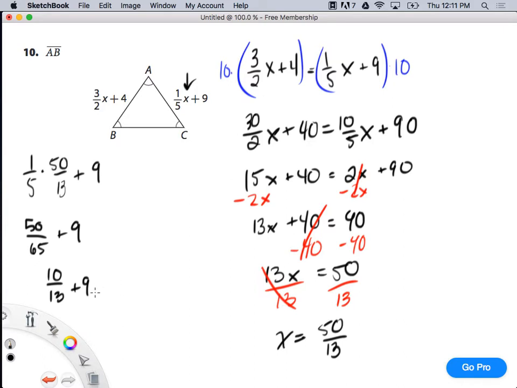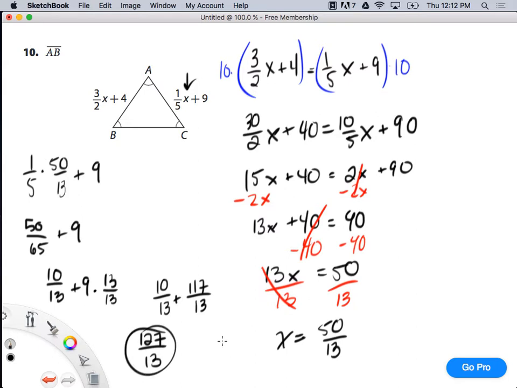No. What do I have to do with this 9? I've got to get it in terms of the same denominator fraction. So 9 times 10 is 90. 9 times 3 is 27. 90 plus 27 is 117. So this becomes 10 over 13 plus 117 over 13. And I get 127 over 13. That should be your answer unless I made a mistake.